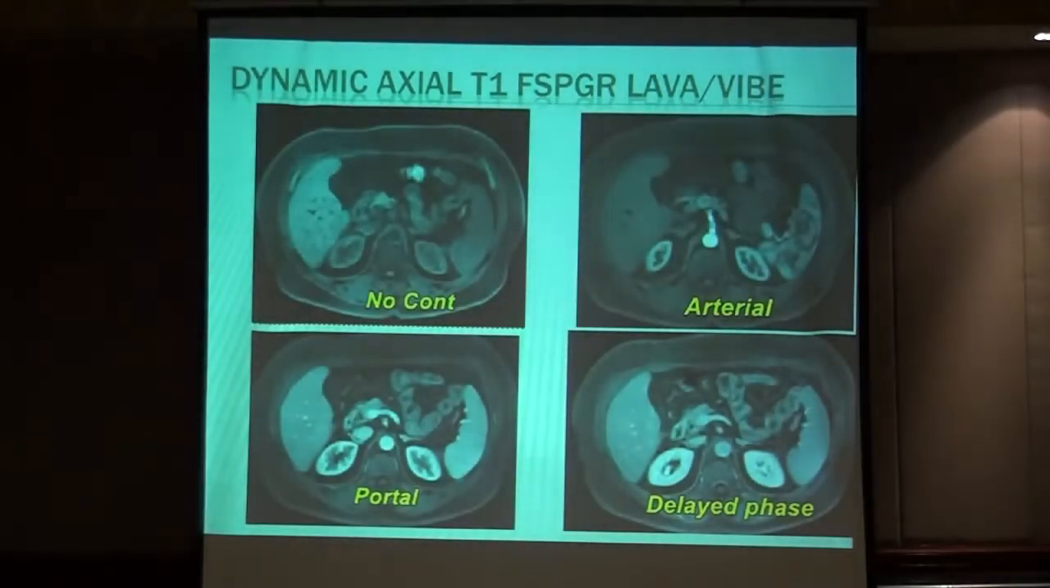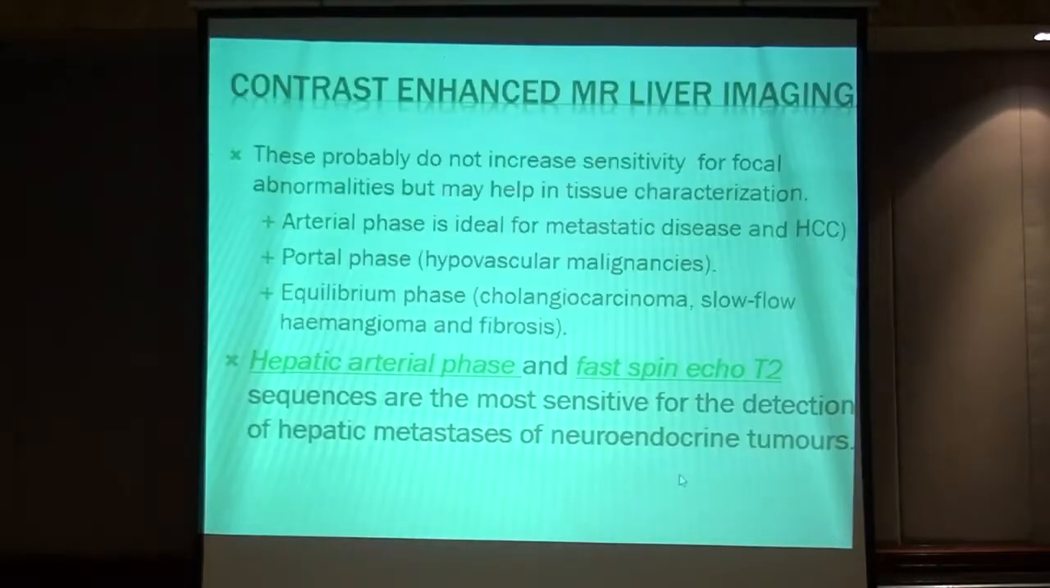This is a dynamic axial T1. We can see here the non-contrast where the aorta is not bright, and the arterial phase where the aorta and its branches are intensely bright. The portal phase where the splenic vein appears uniting with the superior mesenteric, and the delayed phase where the kidneys have shown the secretory phase.